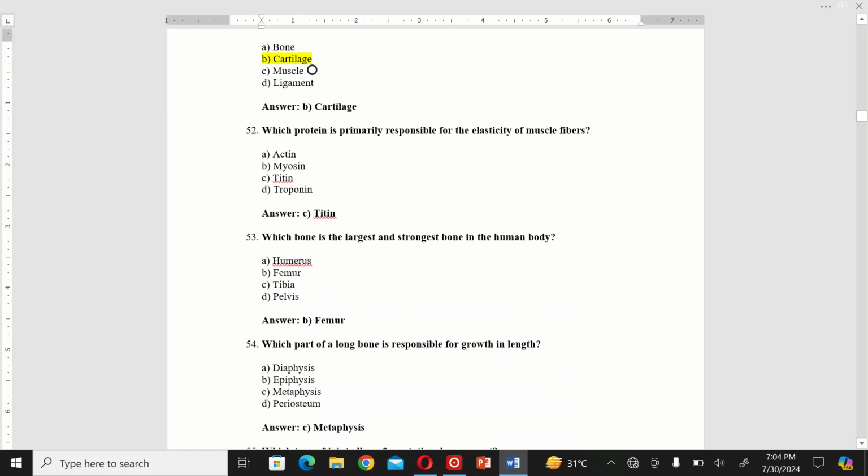The next MCQ is which protein is primarily responsible for the elasticity of muscle fibers? A. Actin, B. Myosin, C. Keratin, and D. Troponin. So the correct option is C.